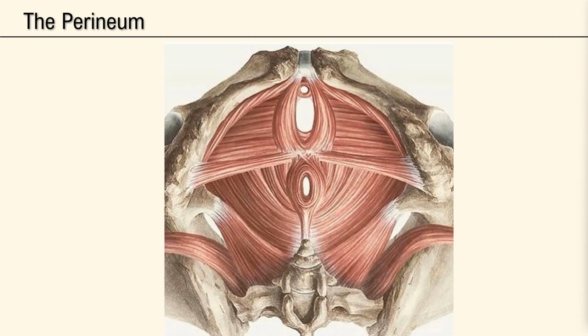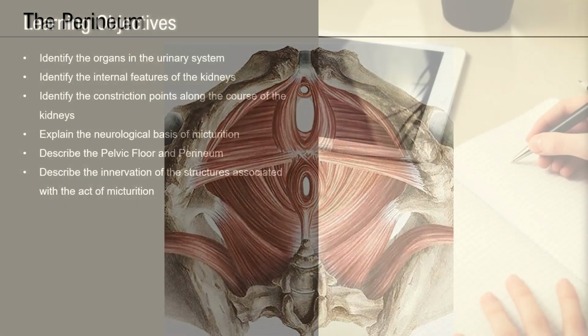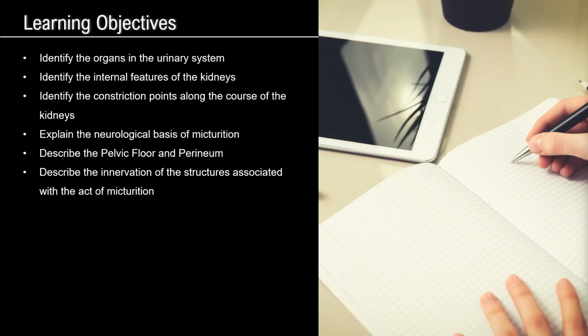And that brings us to the end of our kidney and urinary system. You should now feel confident in exploring the urinary system as part of your self-directed learning to ensure you're able to tackle the learning objectives for this unit. These are to identify the organs in the urinary system, identify the internal features of the kidneys, and the constriction points along the course of the ureters to the kidneys. Explain the neurological basis of micturition, describe the pelvic floor and perineum, and describe the innervation of the structures associated with the act of micturition.